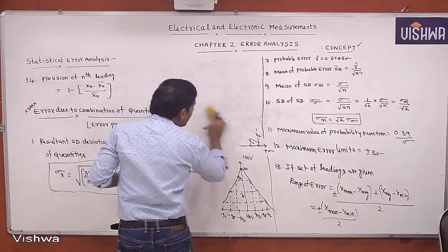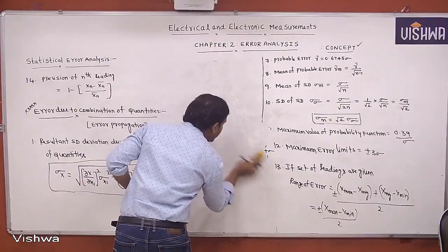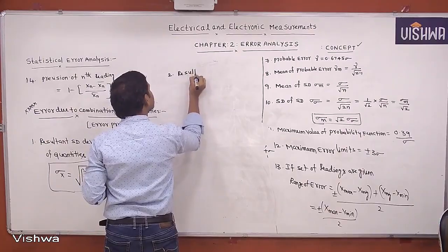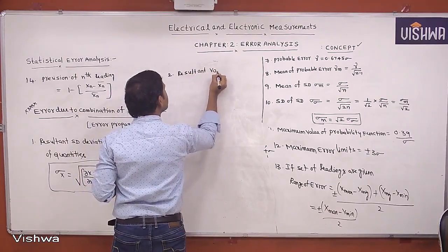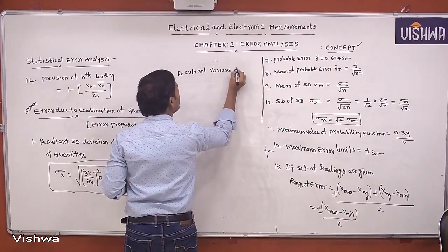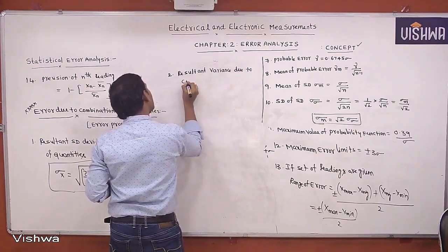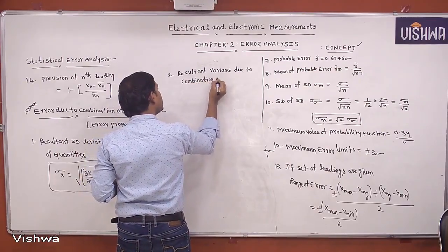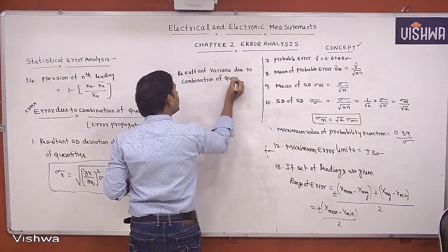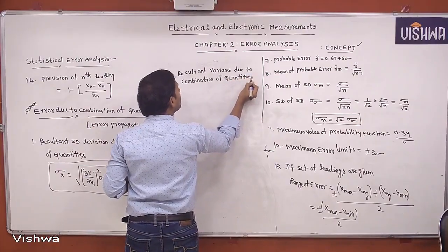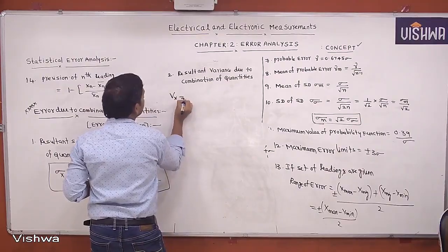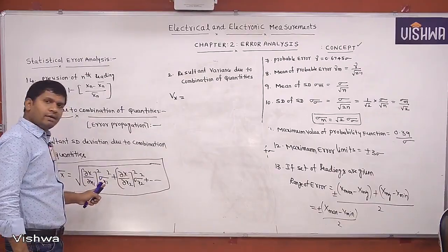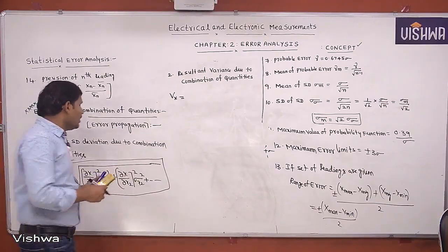Then I want to write resultant variance due to combination of quantities. Yes, write down: resultant variance due to combination of quantities. How to calculate resultant variance due to combination of quantities? That is Vx equals. You know the relation between variance and standard deviation: variance equals sigma square. Yes, square and root will be cancelled. Then what you can get?